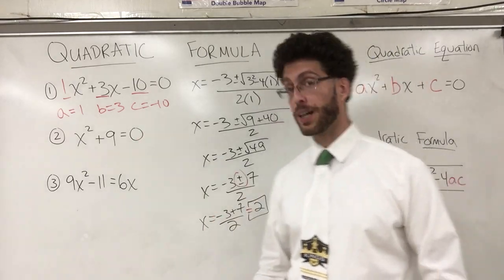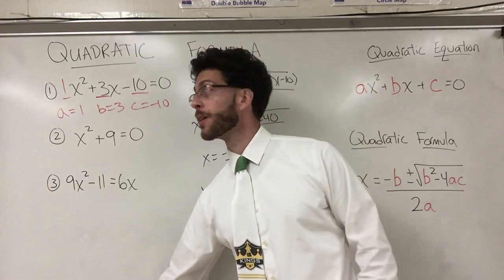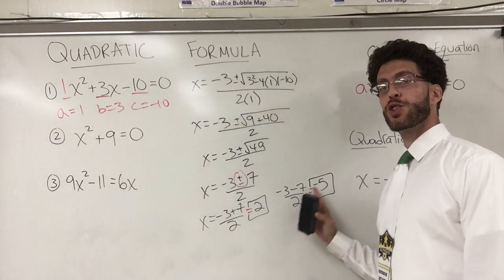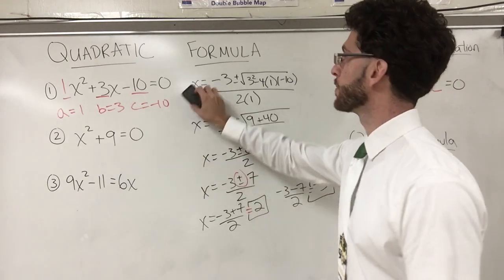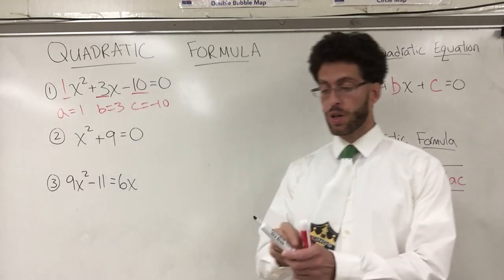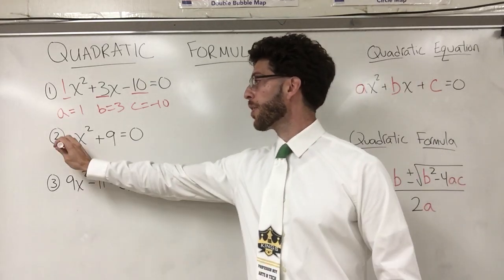Let's move on to a different looking one with a different type of answer. These are considered real, rational, integer answers. You don't always get that. Next one, identify A, B, and C. What is my A? It's nothing, which means it's 1.